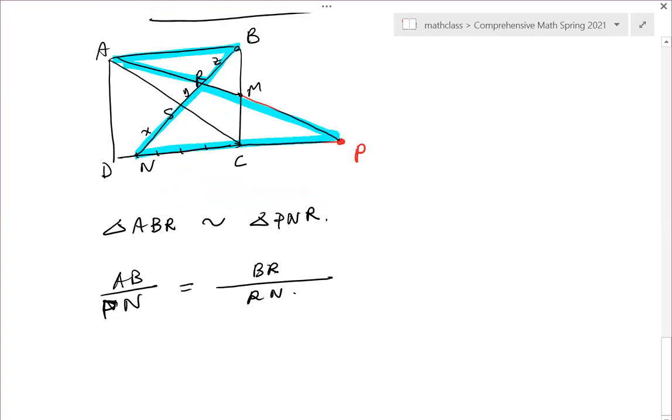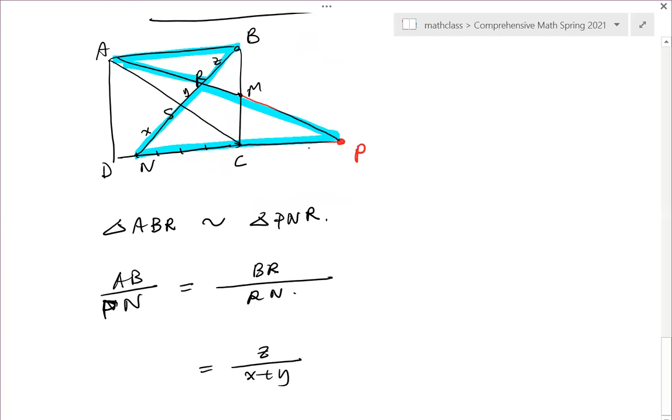And AB, here's the point, AB to PN, how to find this? The right-hand side is easy, right? BR is going to be Z, and this RN is going to be X plus Y. Okay. So the left-hand side, AB to PN.